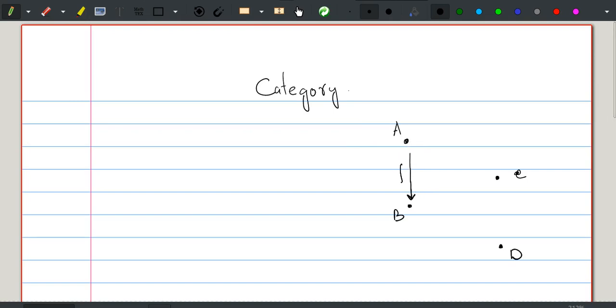Suppose we have F from A to B, an arrow say G from B to C, and an arrow from C to D. So let us denote this arrow by H. So these arrows are called the morphisms. So that is all that is needed to define a category. So let us define this category.